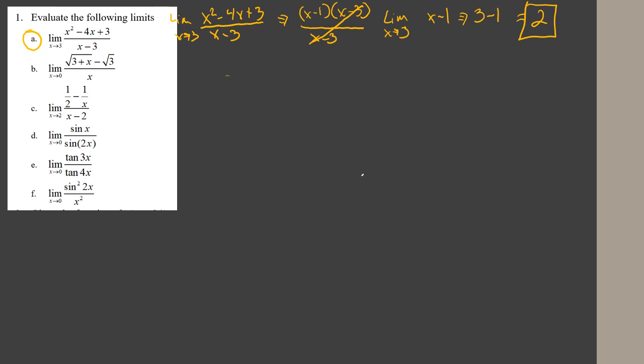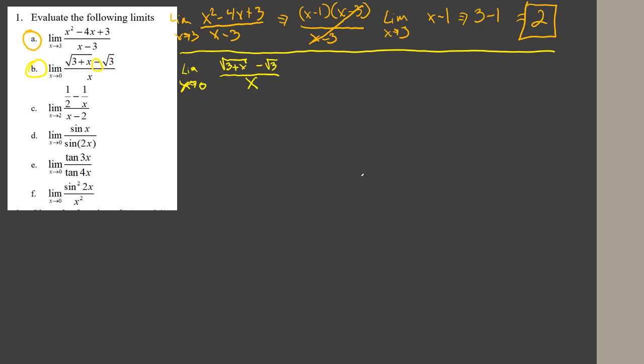Now let's try B. This one has a lot of square roots, and oftentimes when we get a square root like this with a plus or minus in between, we can use a conjugate pair. So we're evaluating the limit as x goes to 0 of square root 3 plus x minus square root 3 all over x. Well, if we do direct substitution, we're going to have a 0 in the denominator, so it's not going to work.